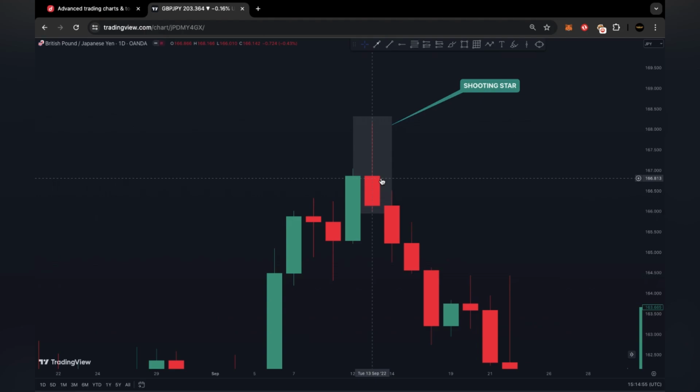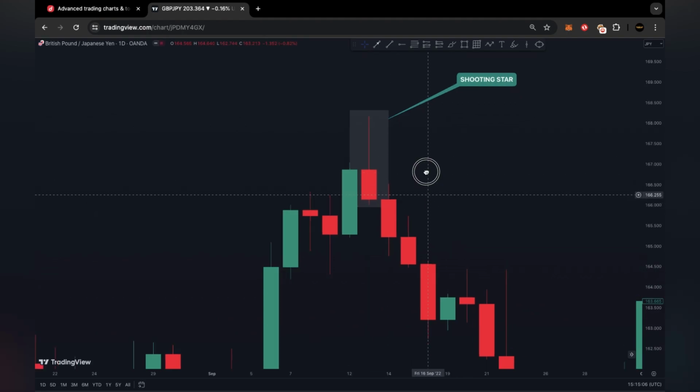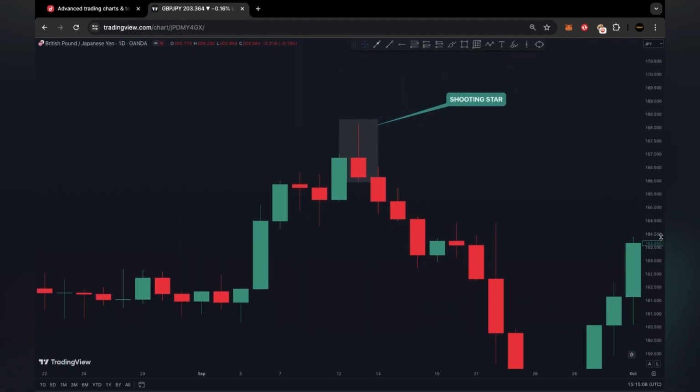If it's bullish or bearish, it doesn't matter. What tells us that this is a shooting star is the level of rejection it had from the bullish ends. All right, so this is a shooting star. You can see price was coming up, and after the shooting star you can see how much price sold downwards.